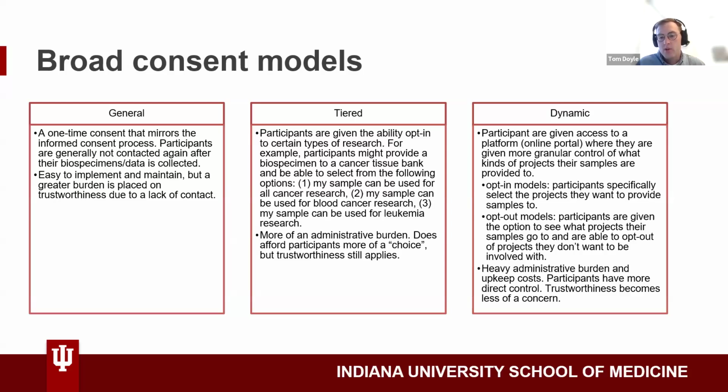As you can imagine, there are heavy administrative burdens and upkeep costs. You have to constantly be tracking samples. There are a lot of things that make dynamic consent, I think, pretty unfeasible at this point, but it definitely is out there as an option. I would say that participants, of course, have more direct control. It's a way for some biobanks, or for some secondary use research, to still maintain that autonomous choice that has become the foundation of our bioethics environment. Trustworthiness is still there, because you are storing the samples and you still need to operate in a trustworthy manner, but it has become, I would say, less of a concern.